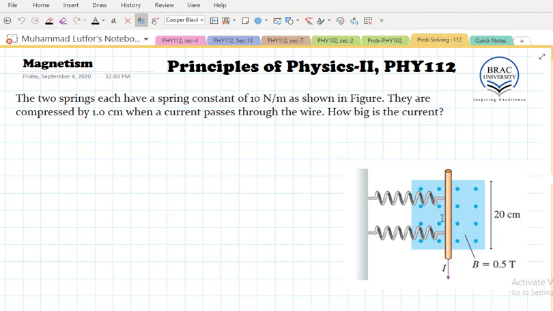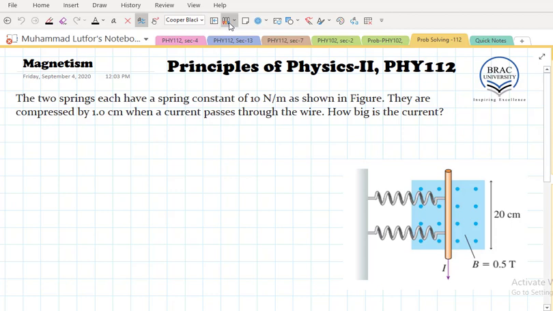Due to that current, it is said that a force is created on that wire. We know that due to that force, this spring is going to be extended 1 centimeter when the current passes through that wire. Now the question is, how big is that current?